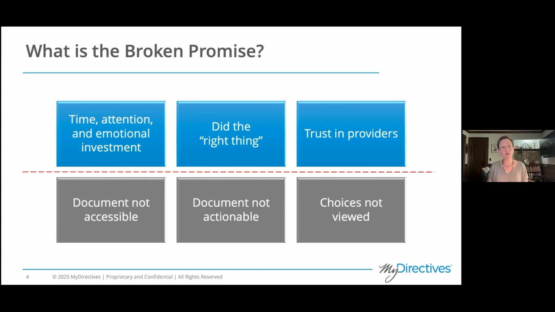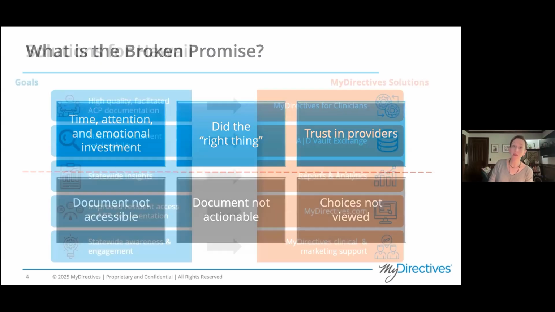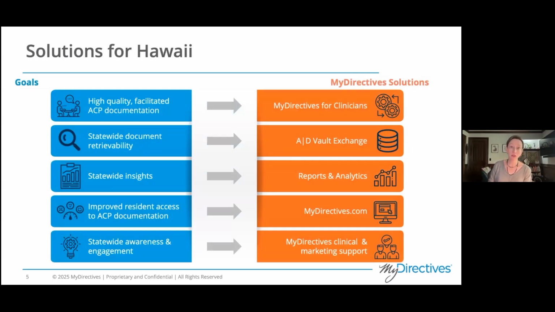And we're actually doing this as a state initiative through MyDirectives, and that's what I want to spend time talking with you about today. So the solutions that we offer, I'm going to break them down little by little. This is my first chip at that.